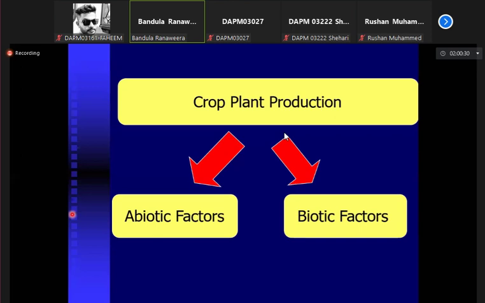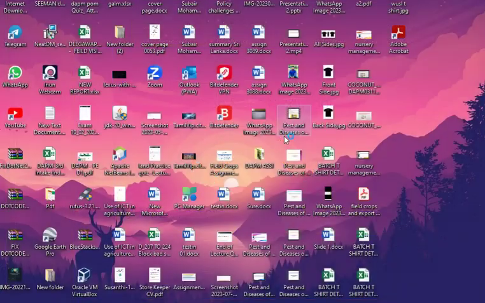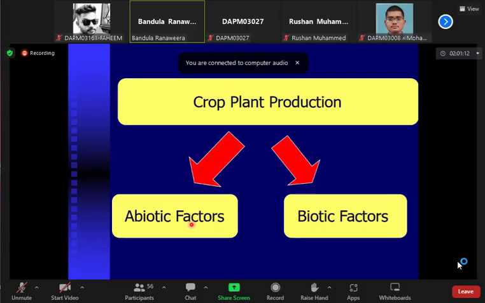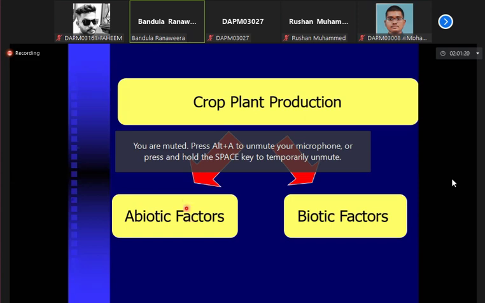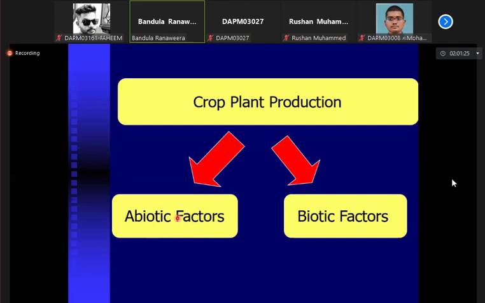Moisture should be there, but excess crop growth factors. So, what we say as abiotic factors that are damaging crop: many disasters of climate, weather like that. Then, of course, we have to control the hazards caused by abiotic factors also.